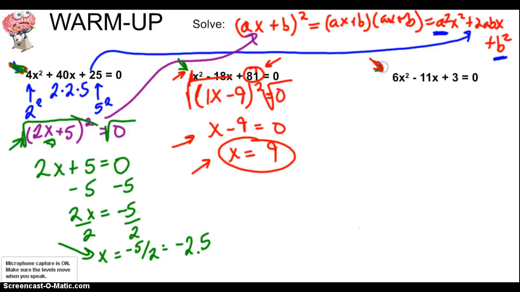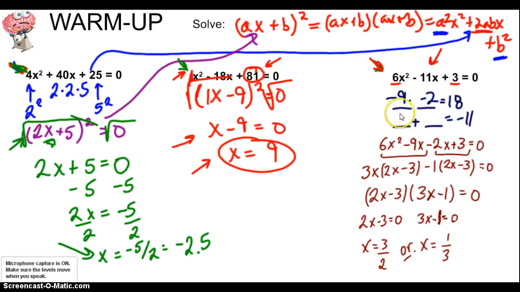Unfortunately, the last problem for the warm-up right here is not a perfect square trinomial. You'll notice that 6, definitely not a perfect square. 3, not a perfect square. And the middle is definitely not this 2 times a times b thing that we were talking about before. So this you'll have to do the old-fashioned way, factor by grouping, split that middle term, and you should get x equals 3 halves or x equals 1/3. If you want to look at that work, please pause the video here. Otherwise, we are moving on.